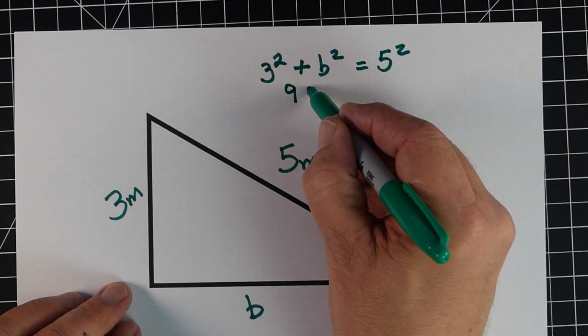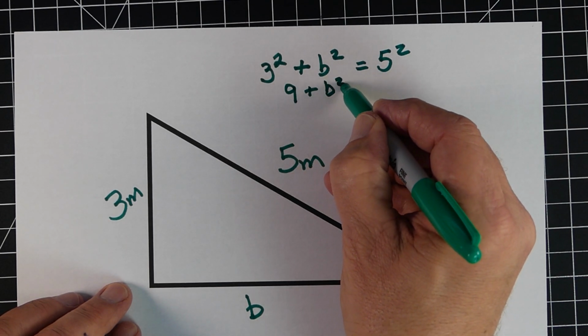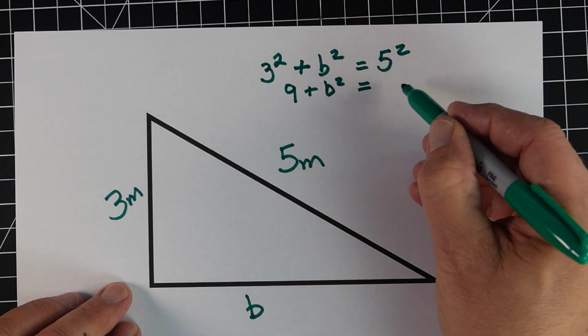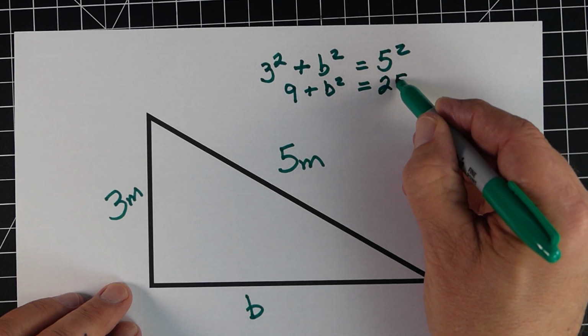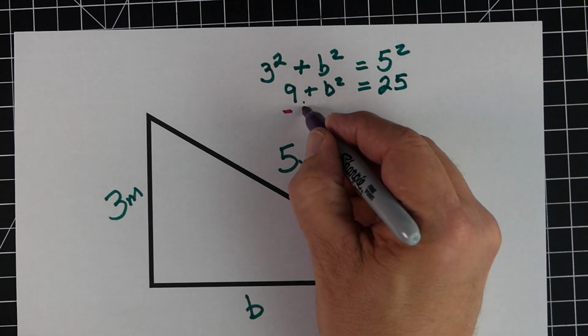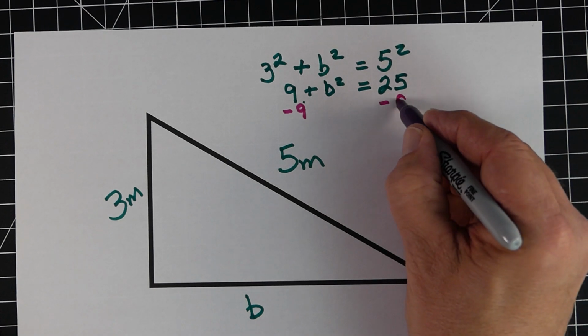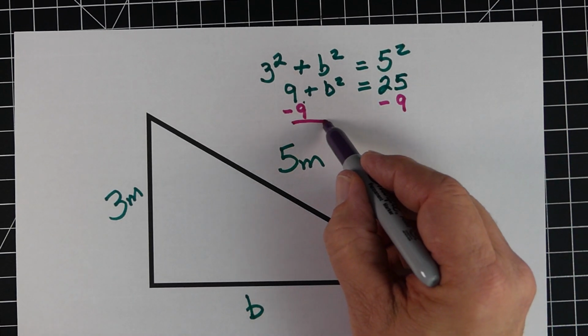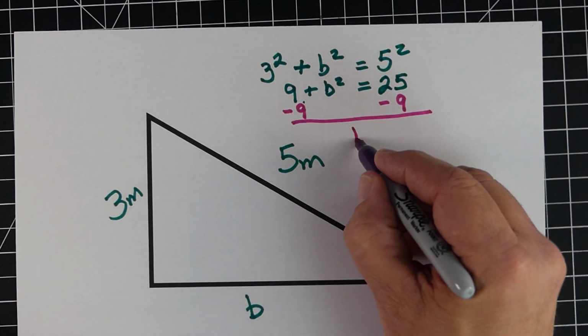We know 3 squared is 9. We still don't know what b is, so we keep the b squared, and 5 squared is 25. So we have basically a little two-step equation here. So we're going to subtract 9 from both sides. That's going to leave us b squared equals 16.